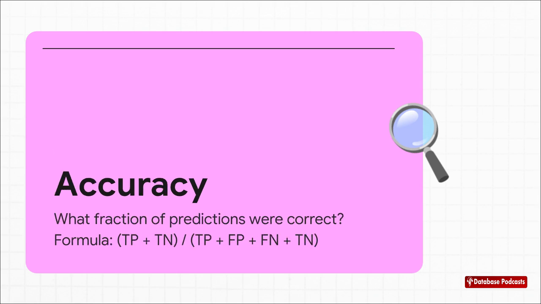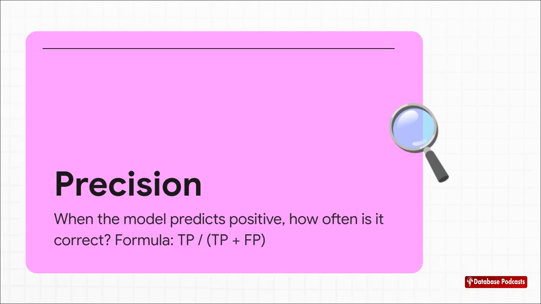Okay, now that we have those 4 counts, we can start doing some math. The first and most obvious metric is accuracy. It's simple. Out of all the predictions we made, what percentage did we get right? But you gotta be careful, because accuracy can be super misleading, especially if you're looking for something rare, like credit card fraud. And that's exactly why we have other metrics, like precision.